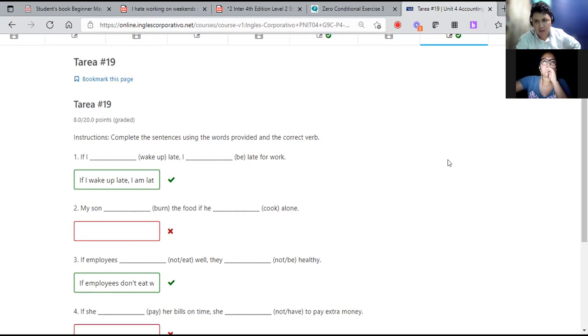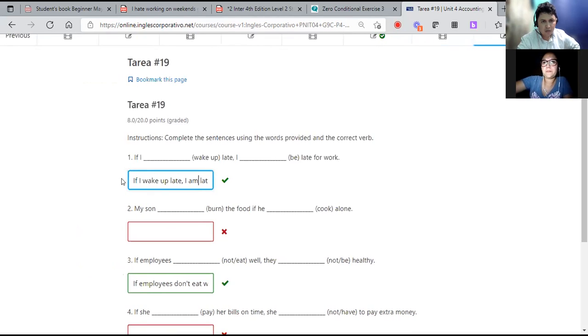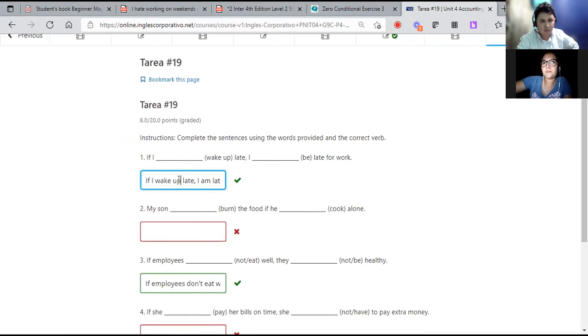Si, ahí está como usted ahorita, ¿verdad? Si se va la luz, si se va la electricidad, ¿verdad? Me quedo sin la clase. Eso, donde hay causa y efecto, cause and effect. Y la estructura es, usted lo hace en presente. Aquí va a decir usted, if I wake up late for work, I'm late for work, ¿verdad?